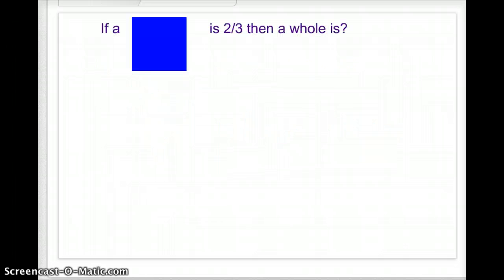If a square is 2/3, then a whole is what? Well, this one piece shows us that this is actually 2 parts of our fraction. What we need to do for this one is take our shape and divide it into 2 pieces, because we're already given 2 pieces out of 3. So in this case, we're going to divide our square in half, and we can see then that each half is a triangle. So what we need to do is add another triangle onto our shape. So now we have a total of 1, 2, 3 pieces.